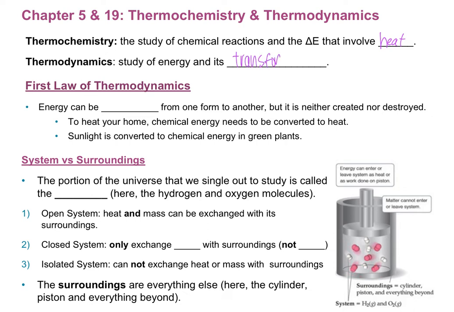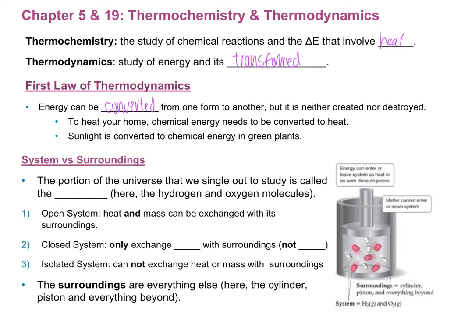The first law of thermodynamics says that energy can be converted from one form to another, but it cannot be created or destroyed. So we're always going to have the same amount of energy in the world or in the universe, but it's going to just be transformed from one type to another.